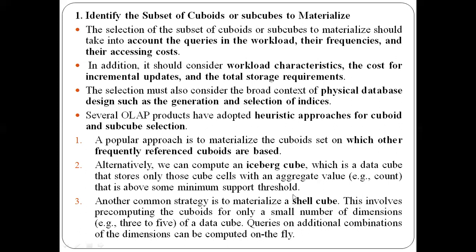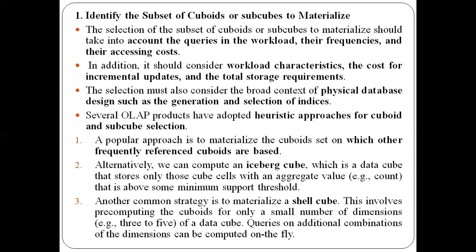In the case of a shell cube, we will be pre-computing the cuboids by considering only a small number of dimensions. For example, if you have 100 dimensions, instead of considering all 100 dimensions, we'll consider only 3 to 4 or 5. Only that subset of the dimensions will be considered for pre-computing the cuboids. So these are the different factors we need to consider whenever we are materializing a cuboid.